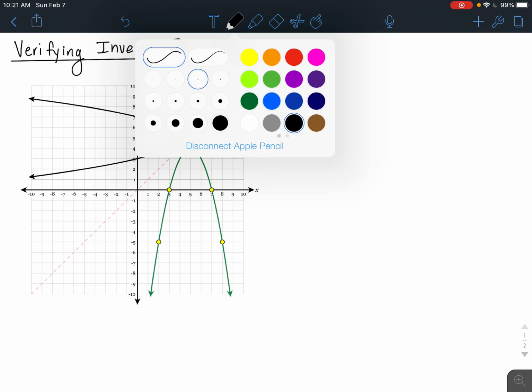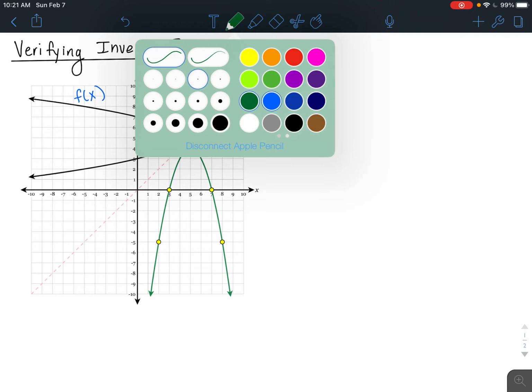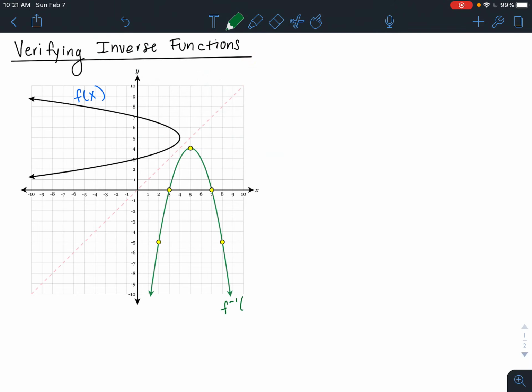So let's talk about how we actually verify inverse functions using equations. So I have two functions graphed here, right? This one will be f of x, and this one I've graphed as the inverse. So it's f inverse of x, right?